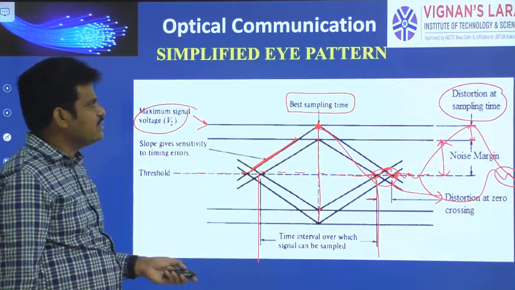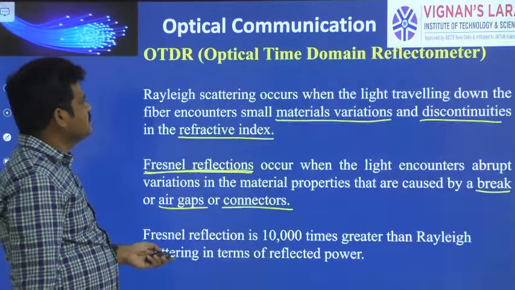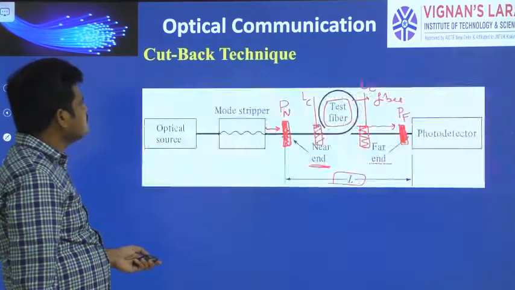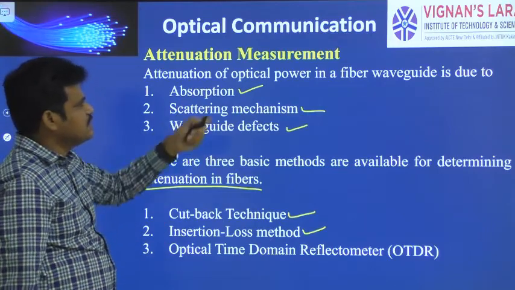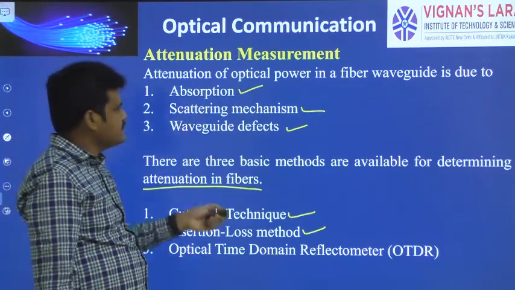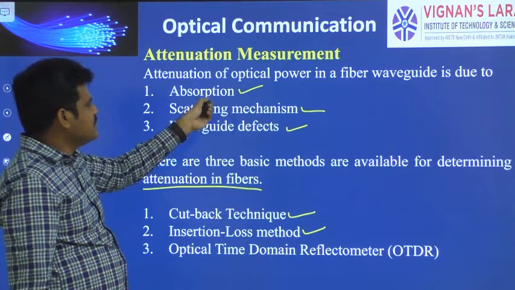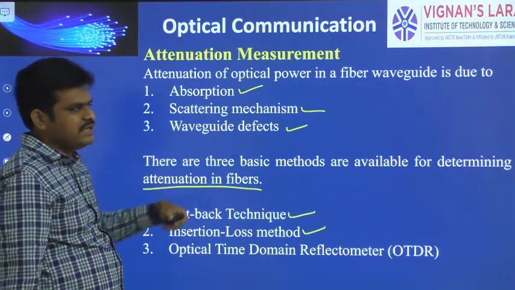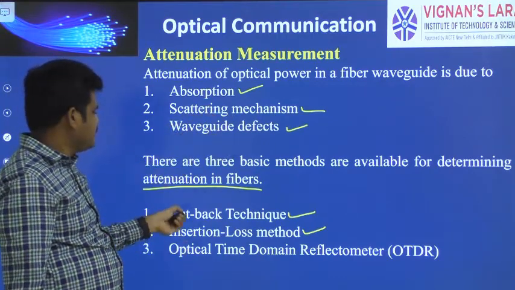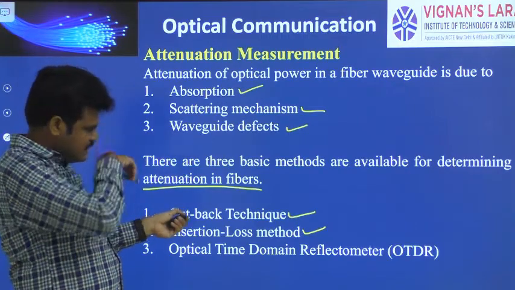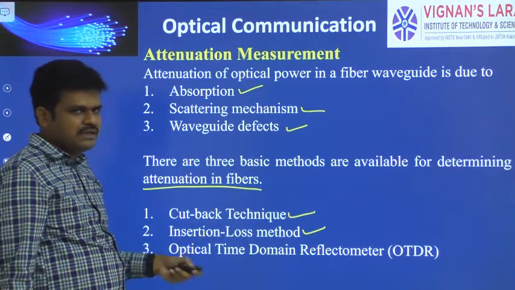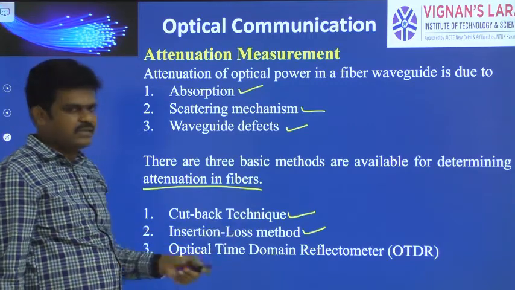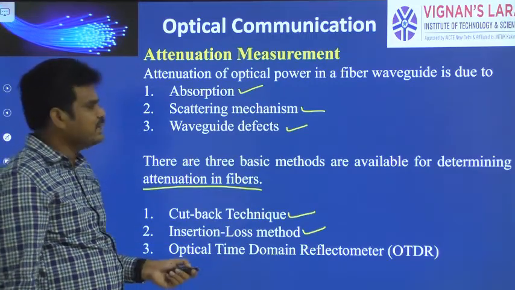So what we have discussed today: we have discussed how to measure the attenuation. Attenuation is caused due to absorption, scattering or waveguide defects. Attenuation can be measured using the cutback technique, the insertion loss method, or a time domain reflectometer instrument, the OTDR.